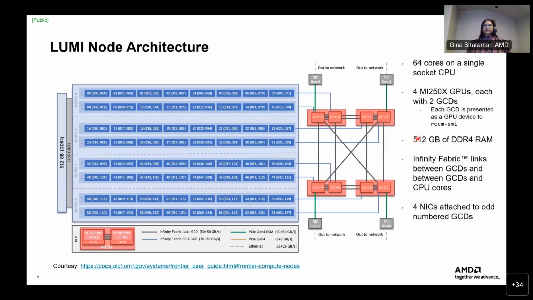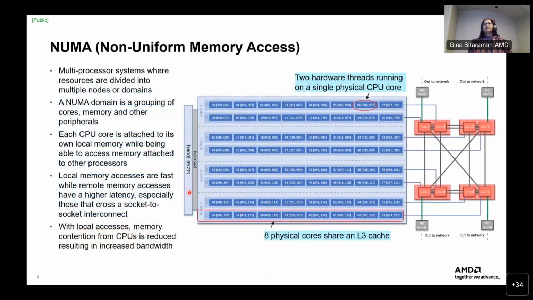So this is the top level view of a Lumi node. We are going to go into more details about what all this is in a little bit. But before that, in that picture, we also see that there's something called a NUMA. NUMA 0, 1, 2, and 3 are mentioned there. So what are those things?